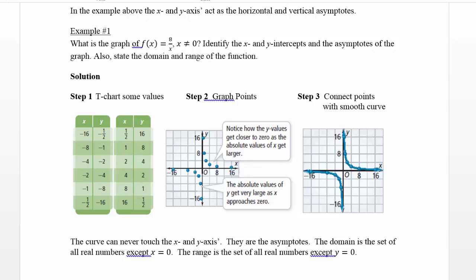Now we'll take a look at an example of a reciprocal function as far as graphing it is concerned. If we look at this, it says graph f of x equals 8 over x. Now, very simply, you could do a t-chart for these, and you can see how in step 1 the t-chart is created, a set of x and y values, and then in step 2 how we plot those values and create this kind of smooth curve.